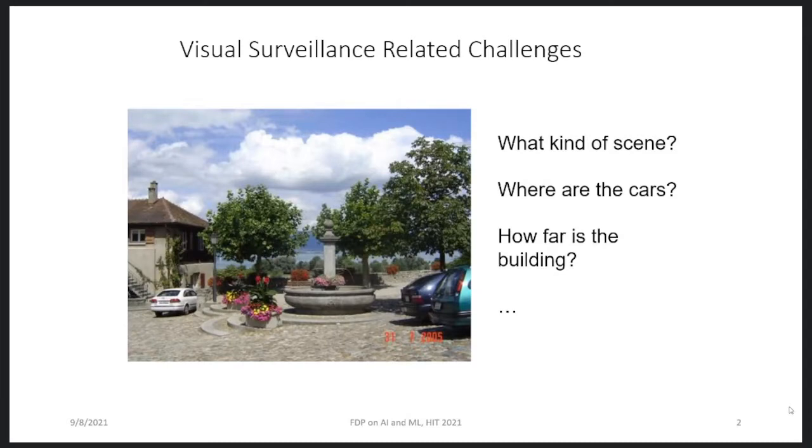Now, if we want a computer to answer these questions without the help of a human, then you need to make the computer intelligent. Okay. So that is what our objective is. The computer vision research community is trying to make the computer intelligent by infusing intelligence into it so that it can answer these questions. Okay.